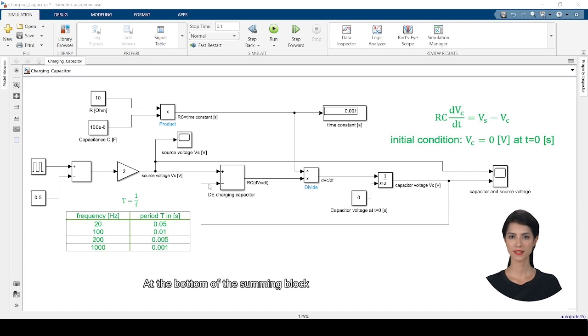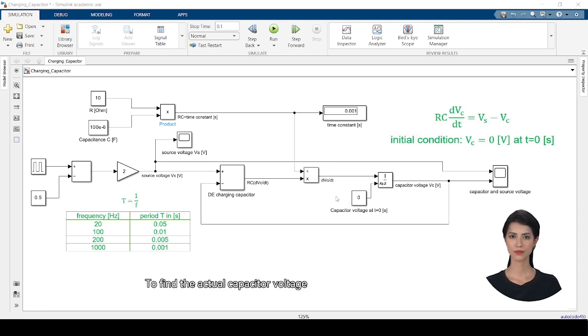At the bottom of the summing block, we find the capacitor voltage, which comes back from the right side of the program in the feedback loop. Is the capacitor voltage really on this line? Yes, it is, because this signal line contains the derivative of the voltage multiplied by the time constant, which is R times C. In this part of the program, the time constant is calculated and displayed. The division block then divides out the time constant, leaving us with the time derivative of the capacitor voltage.